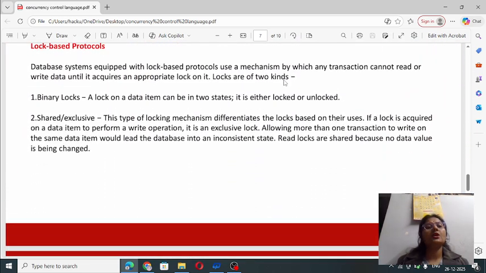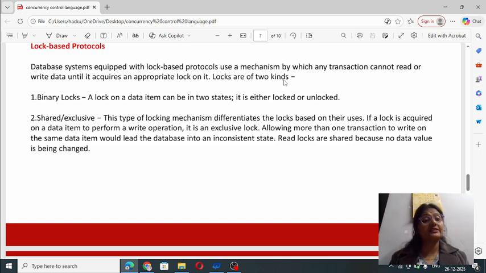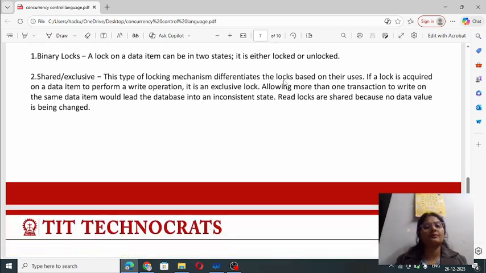Lock-based: what is lock-based? A lock-based database system is equipped with a lock-based protocol mechanism, so a transaction cannot read or write until it acquires the appropriate lock. If a process acquires the required lock, then it will execute. Binary lock: a lock on a data item can be in two states, locked or unlocked. Shared and exclusive: shared means only read operations are allowed, and users acquire exclusive locks on data items for write operations.